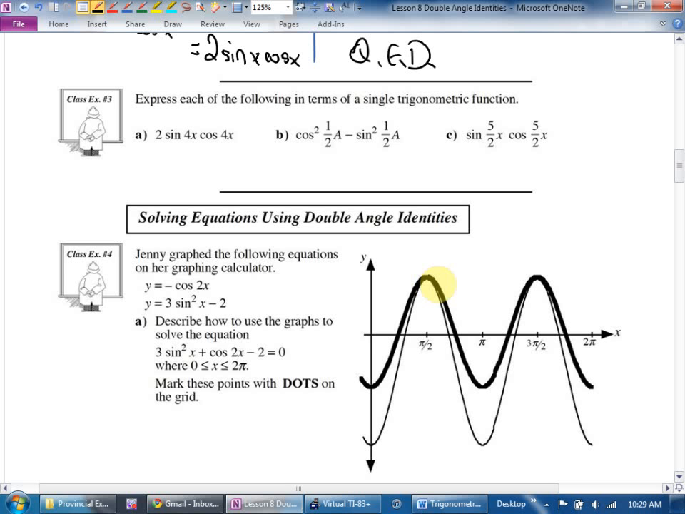Example 3. Now, usually these would be multiple choice questions on a test. 3A says 2 sine 4x cos 4x, but I'm going to read that in my mind just a little bit differently. I'm going to read that as 2 sine something cos something. On my formula sheet, do I have 2 sine something cos something? Why, yes, I do. It's the right-hand side of the sine 2x, except I'm going to write this just a little bit differently.